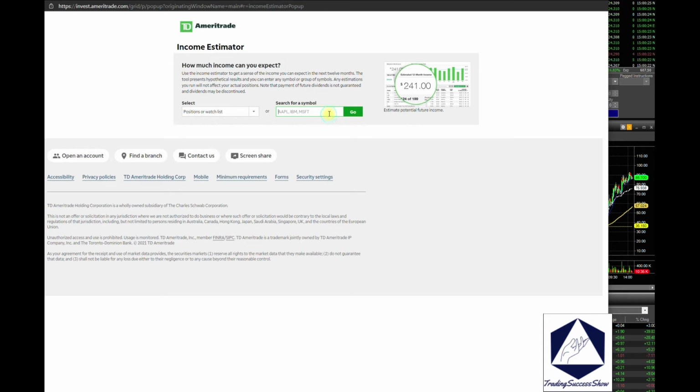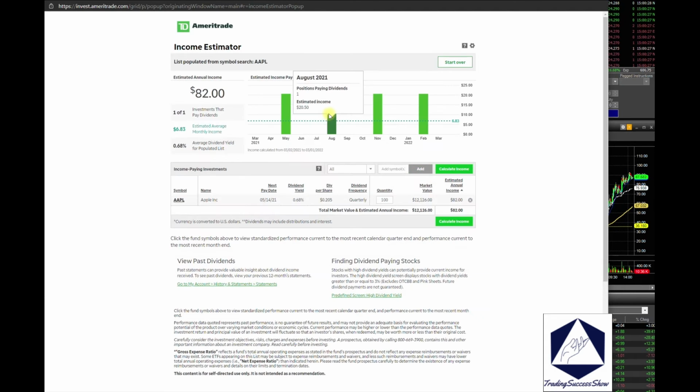So the first one here is going to be Apple. Apple has been consistent with paying out dividends, and they've been paying 20 cents. So we have Apple, the company name, and pay date. This is their next pay date, May 14th. Their dividend yield is 0.68%. Dividend per share is 20 cents per share. Now, they pay quarterly, which is also good.